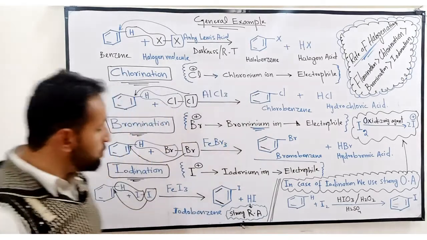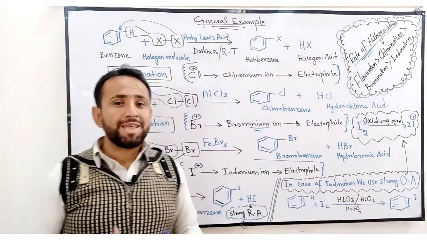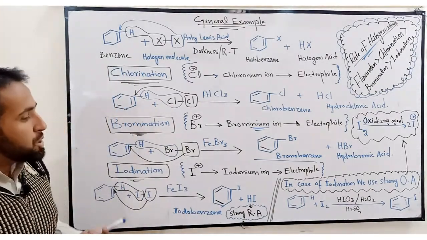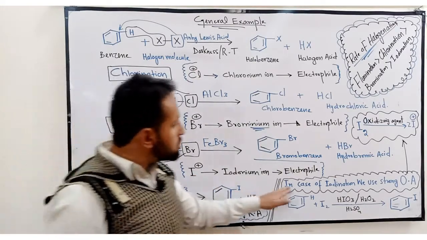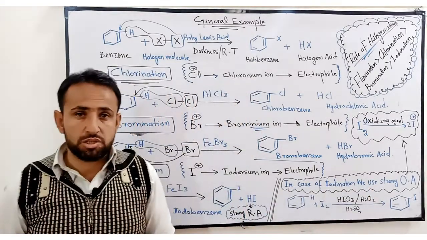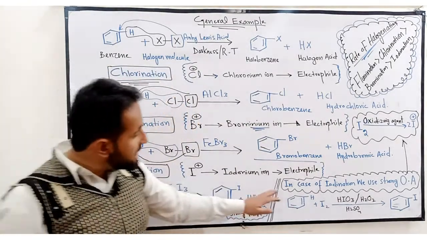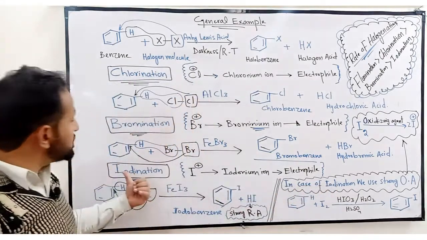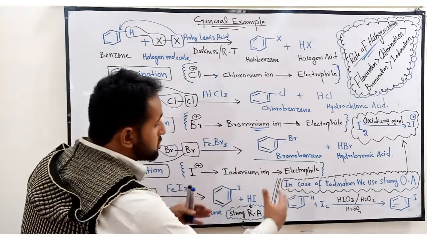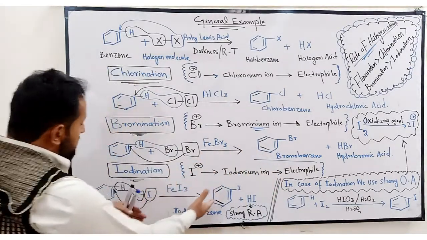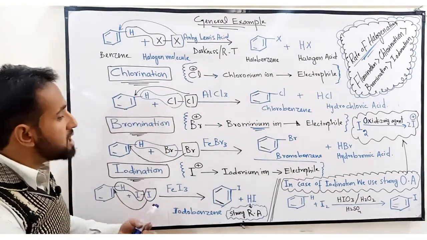Basically, we have to alter the procedure of forming the iodobenzene. How can we do it? In case of iodination, we have to use a strong oxidizing agent. Understand what we use? We have to use a strong oxidizing agent in case of iodination. Why? As I told, if we do not use a strong oxidizing agent, this product will be converted to this one, so our desired product will be totally destroyed.